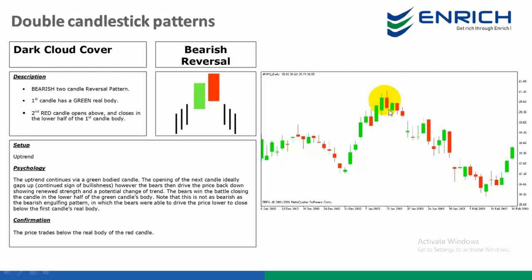In the piercing pattern, the second candle closed above the 50% mark of the first candle. In the dark cloud pattern, the second candle closes below the 50% mark of the first candle. That is how you need to spot it. It might look similar to the engulfing pattern, but train your eyes to spot the difference.